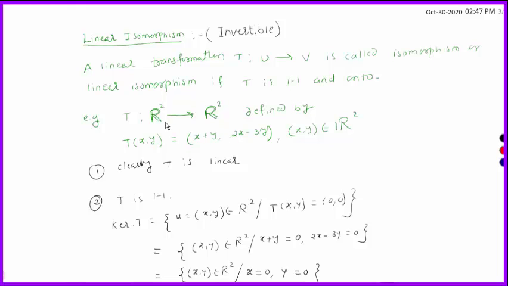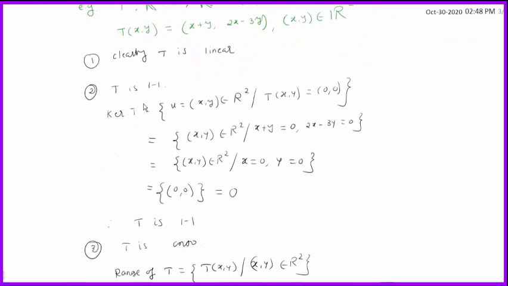Consider an example: T from R2 to R2 defined by T of (x, y) equal to (x plus y, 2x minus 3y), where (x, y) belongs to R2. We have already seen that such a transformation is linear in both its first component and its second component. So clearly T is a linear transformation from R2 to R2. We have to check whether this linear transformation is an isomorphism or not. For that we have to check whether T is 1-1 or not. First, T is 1-1.